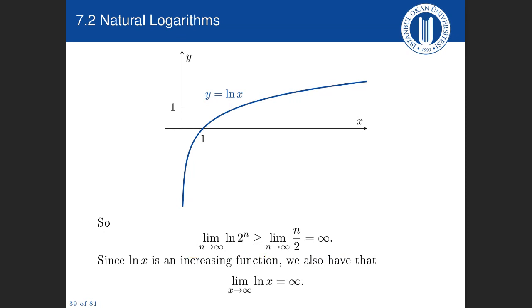We have an increasing function. So ln x must have the same limit as ln 2 to the power n, which must be infinity. This is the proof that the limit as x tends to infinity of ln x must be equal to infinity. So even though the graph is concave down, it still keeps going up all of the way to infinity.